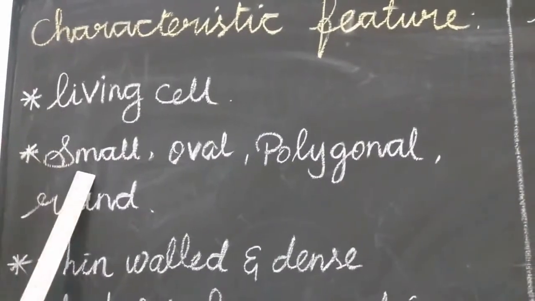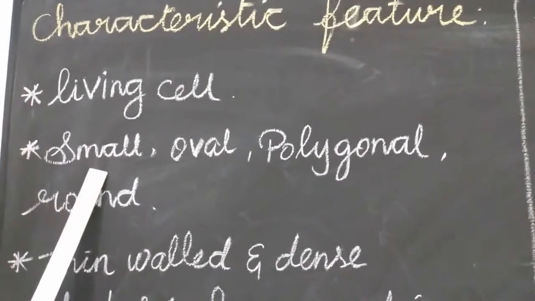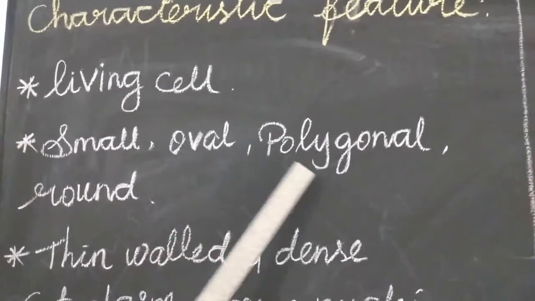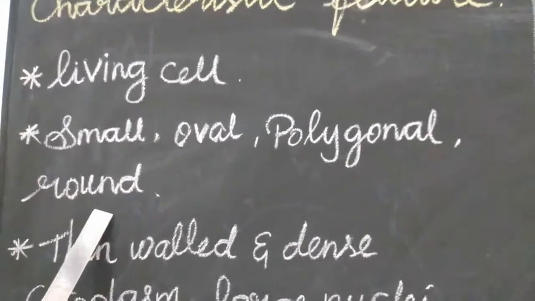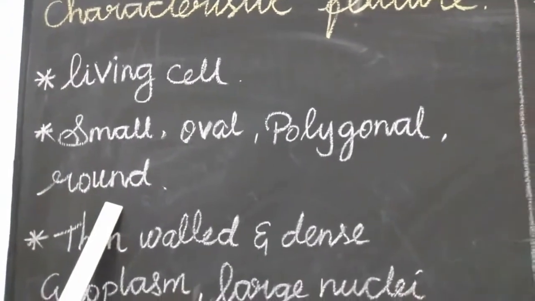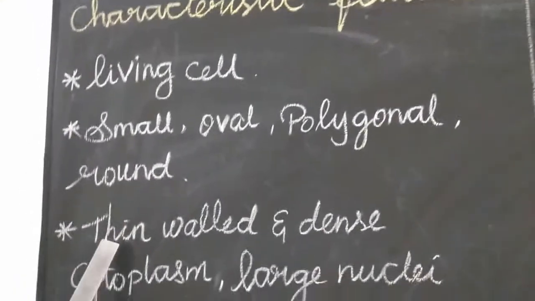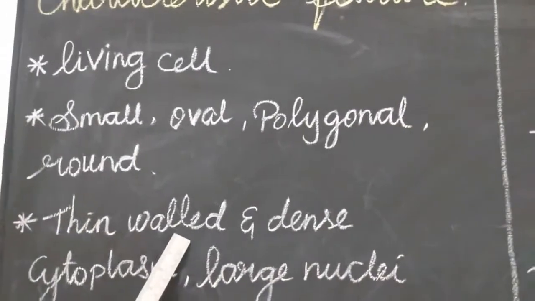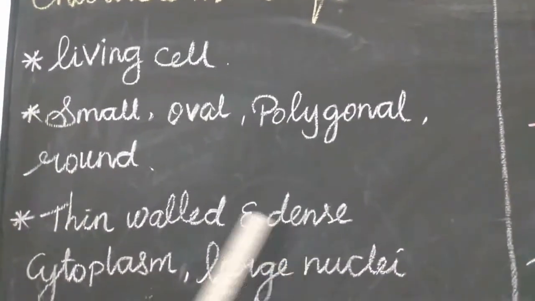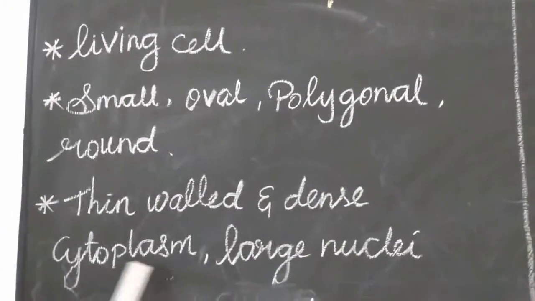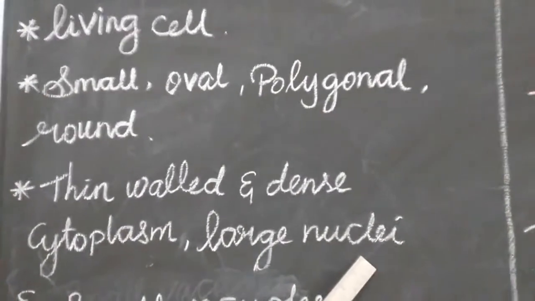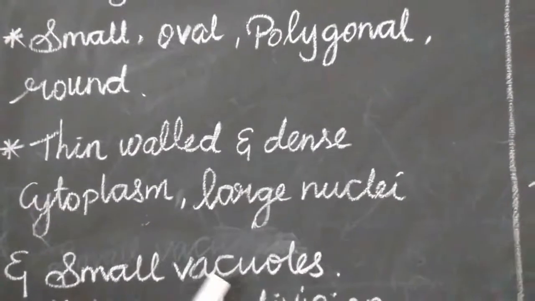What is the shape of the meristem? It is small, oval, polygonal or round in shape. How are they formed? It is a thin walled cell. It has a dense cytoplasm, large nuclei and small vacuoles.